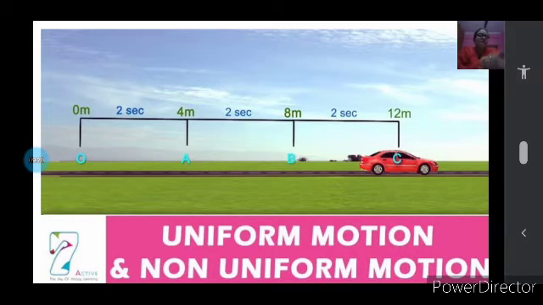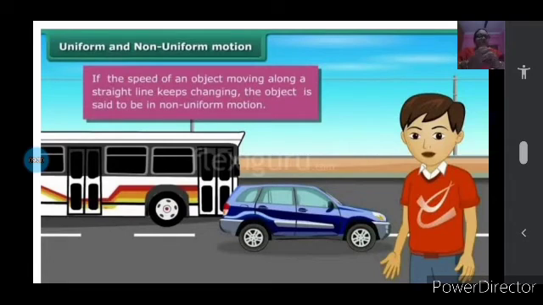With this, if you draw it in your rough book, you will be able to understand what is meant by equal distance and equal intervals of time. Next, when will you say it is non-uniform motion? If the speed of an object moving along a straight line keeps changing, the object is said to be in non-uniform motion. In the previous example, if it is not covering equal distances, 4 meters, 4 meters, 4 meters in equal intervals of time, for example if 2 seconds, 2 seconds varies because the road has heavy traffic, then we call it non-uniform motion.